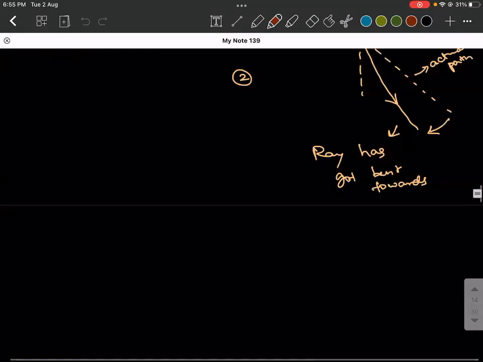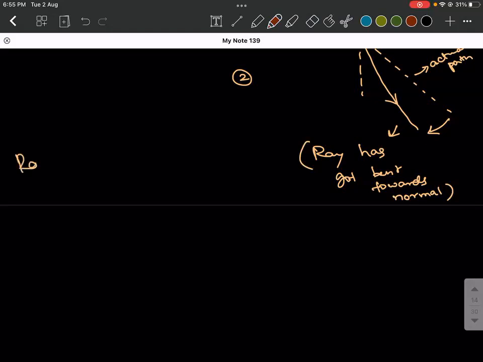Then you can say that the ray has got bent towards the normal. So the other scenario would be ray bending away from the normal.